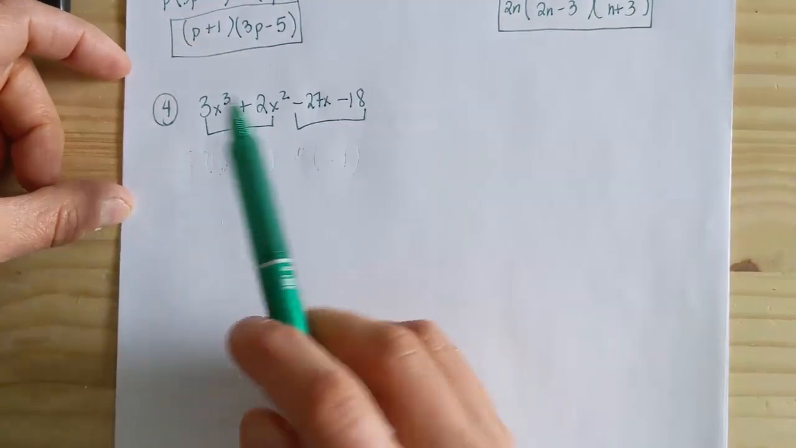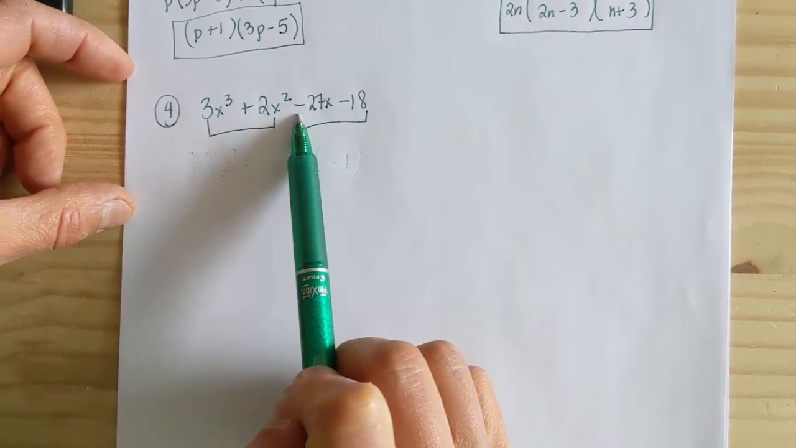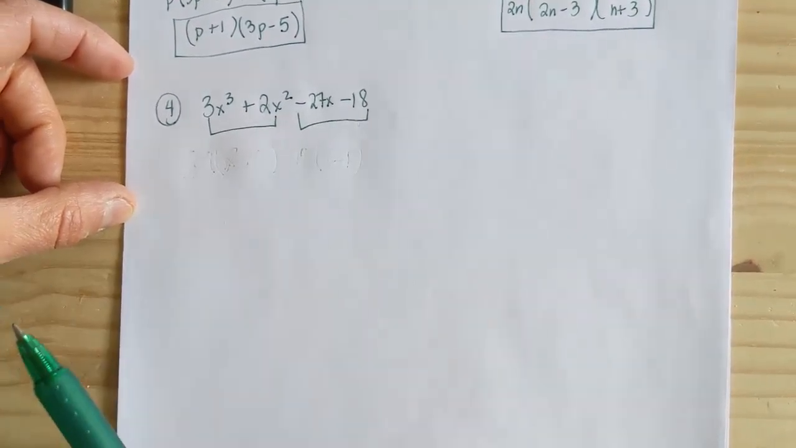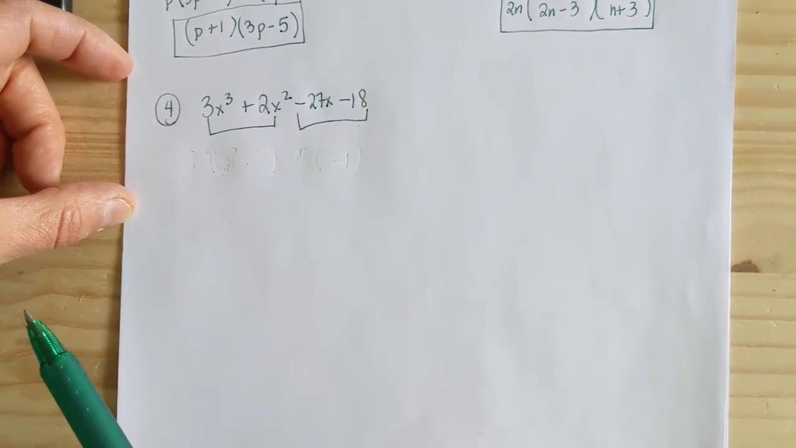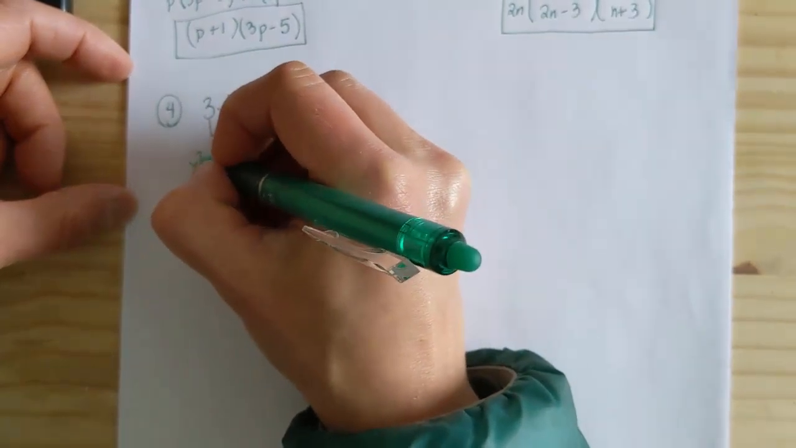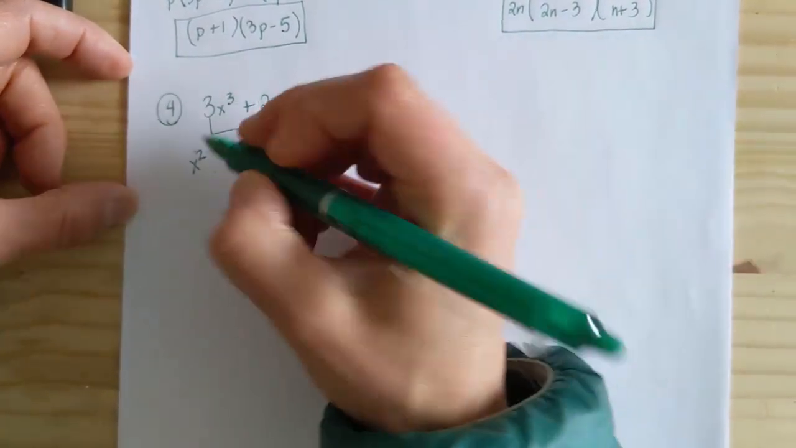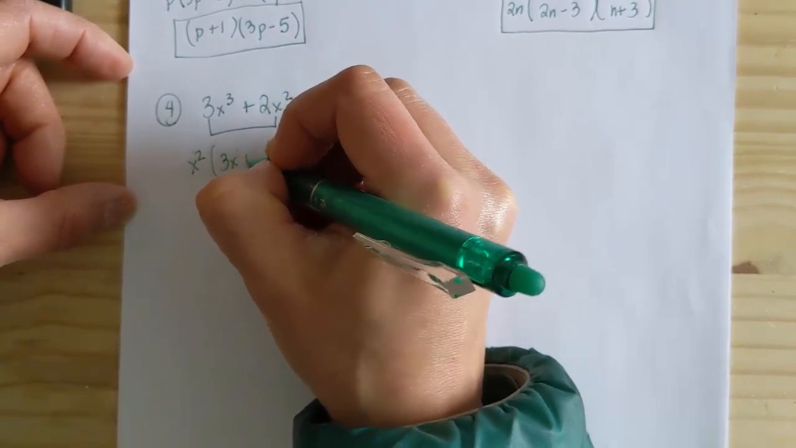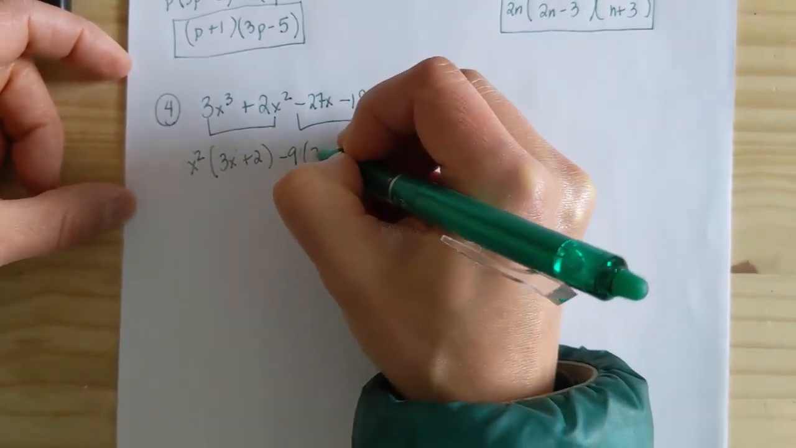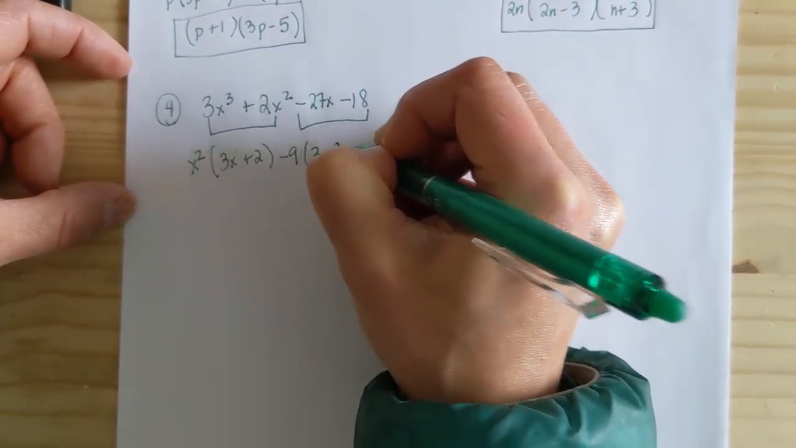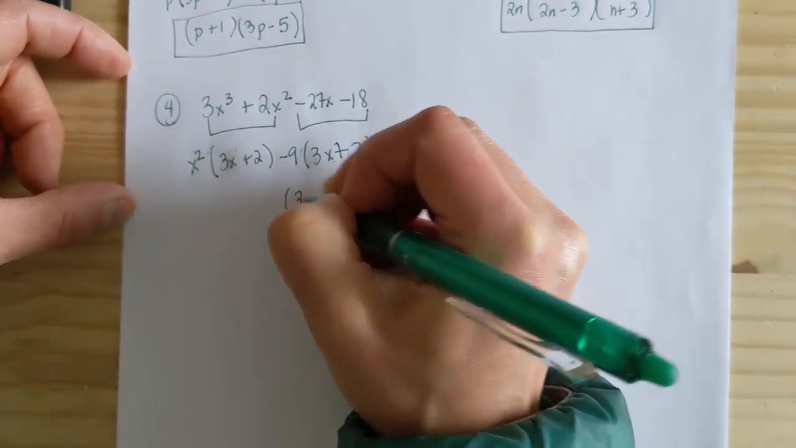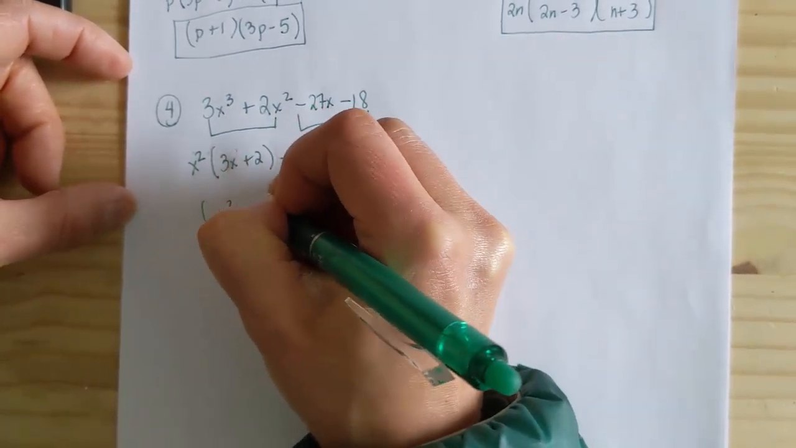Okay, number 4, 3x cubed plus 2x squared minus 27x minus 18. And you can see I've drawn these brackets to factor by grouping, a lot like we did in 1 and 3. So I'm going to factor out an x squared here because that's the GCF of the first two terms, and I'm left with 3x plus 2. Here I'm going to factor out a negative 9, and then I've got 3x plus 2. These two are the same, that's good news. 3x plus 2, and here I've got x squared minus 9.